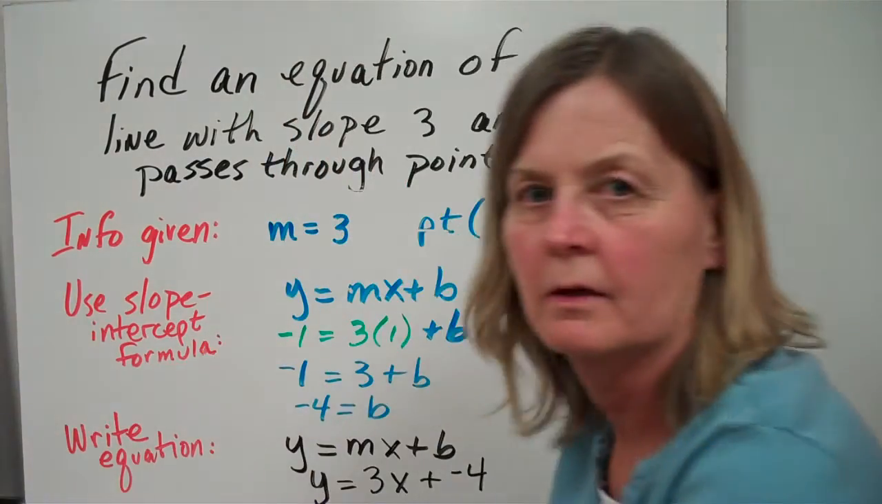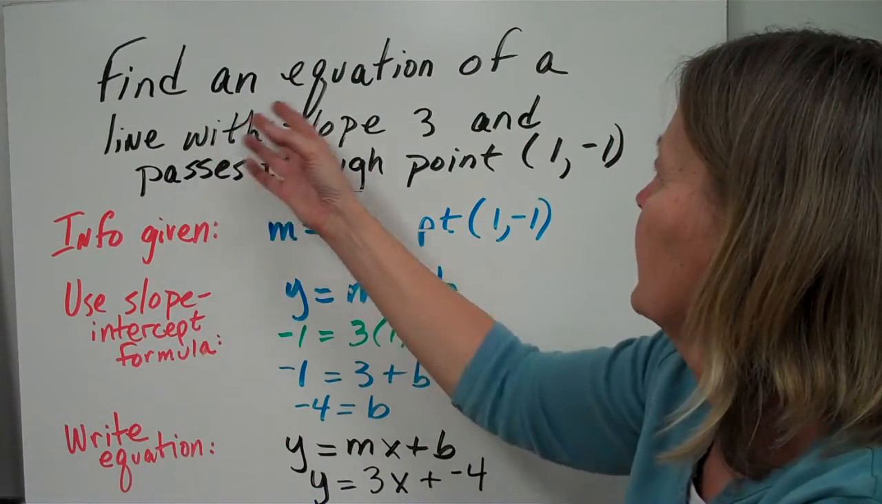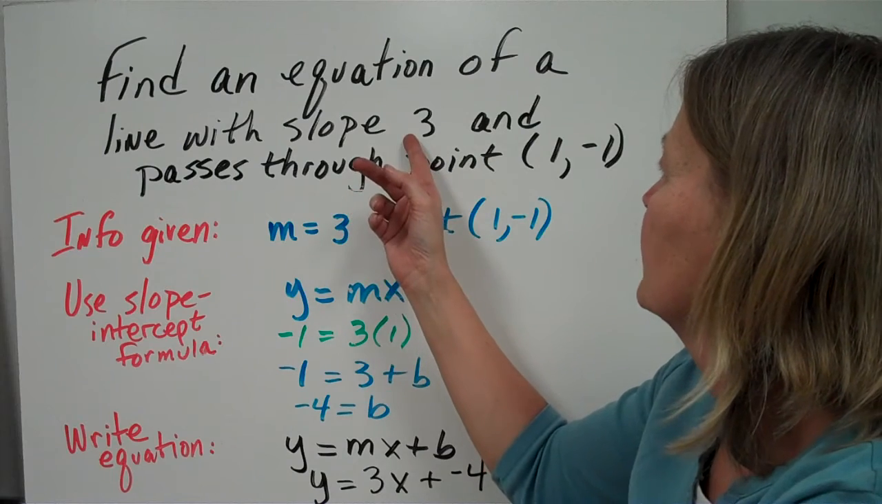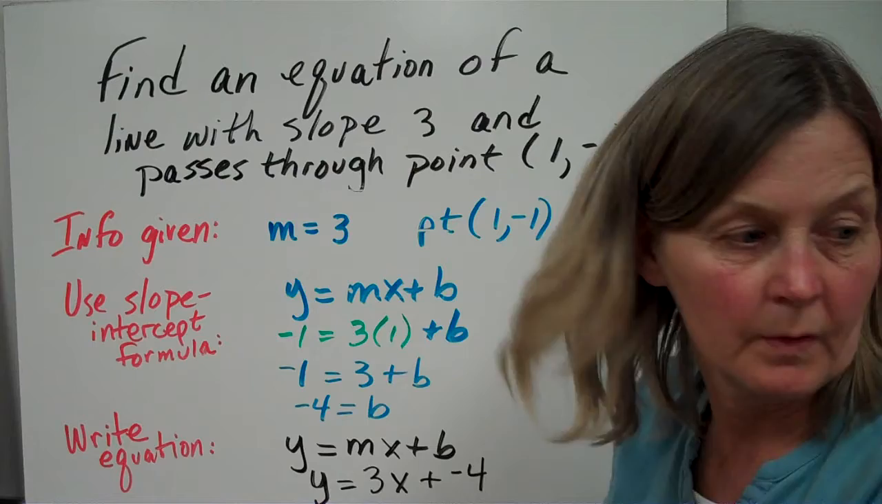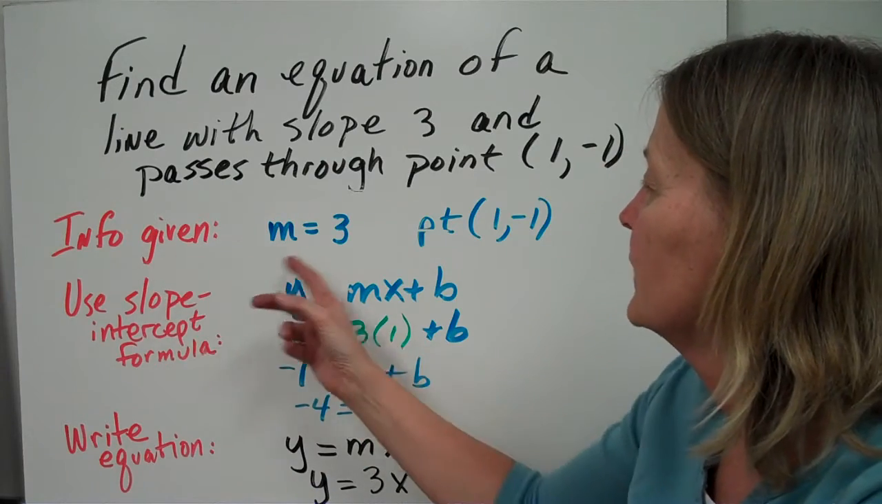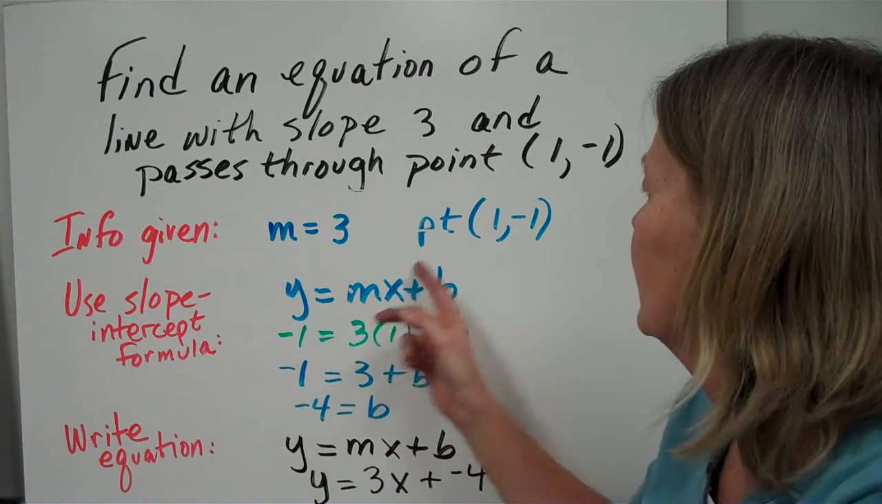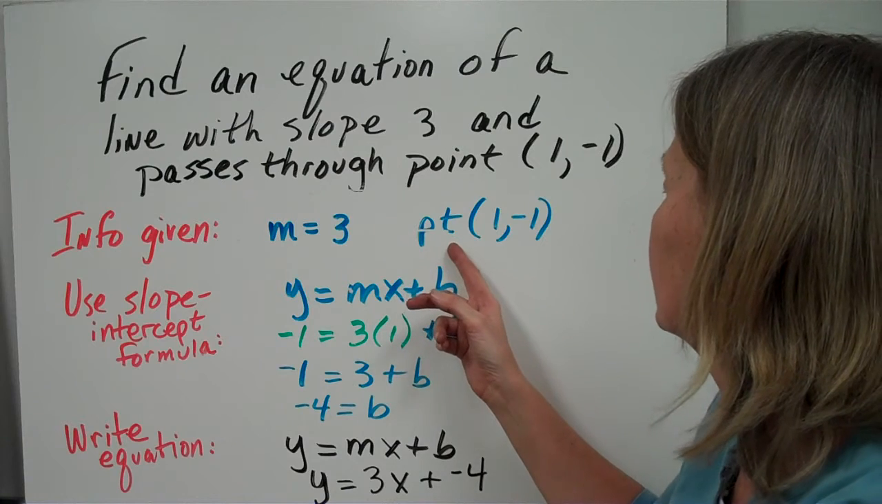So let's look at a problem here. We're being asked to find an equation of a line. It has a slope of 3, and it passes through the point (1, -1). So here's some information that's given. They're giving us a slope of 3, and they're telling us the point is (1, -1).